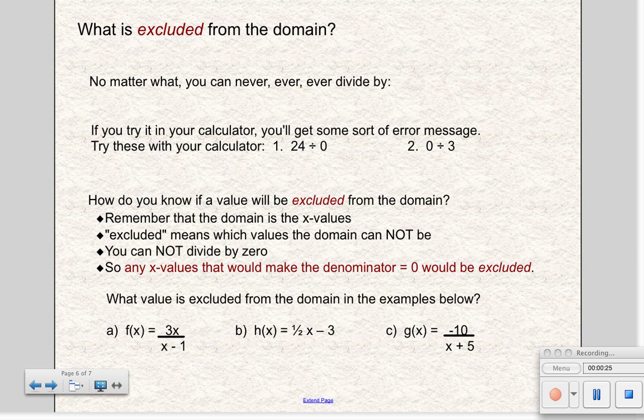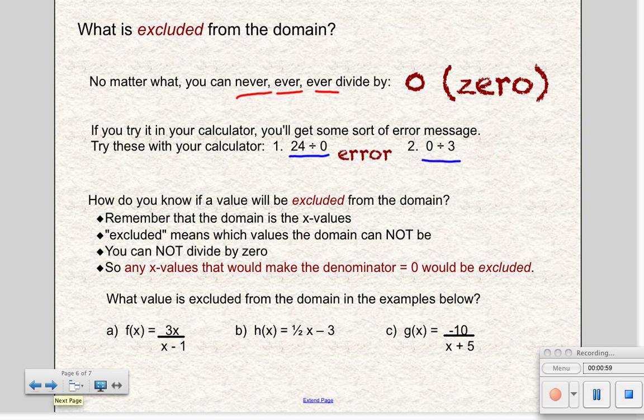Couple things here. No matter what, you can never, ever divide by 0. Ever. It doesn't matter what country you're in, what math you're taking, you can never, ever divide by 0. If you want to try it, with your calculator right now, take 24 divided by 0. And if you take 24 divided by 0, you should get an error symbol. Depending on which calculator you have, you'll get a different kind of error.